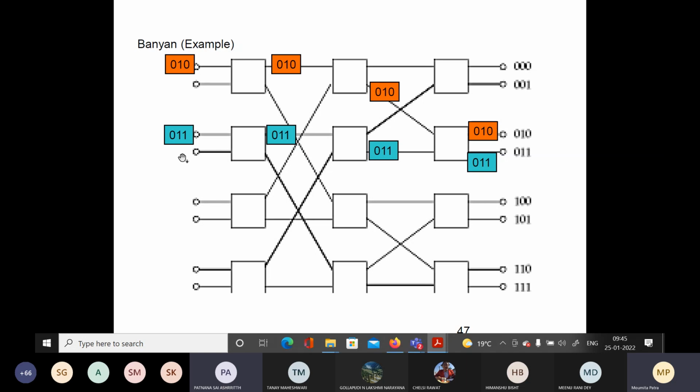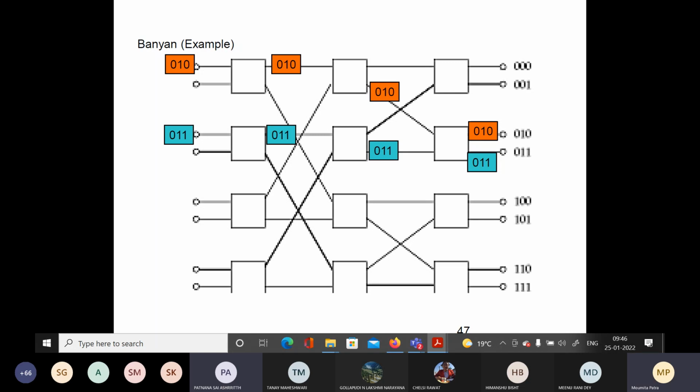Similarly for this one, 0, 1, 1, which is intended for output port 3. What is the first bit? That is 0, so it goes through this path, and reaches the second stage. In the second stage, the switch fabric checks the second bit, that is 1, so it sends it through the line below. Then it goes through the next switch fabric, which checks the third bit, which is 1, and moves it through this one. So this is how this Banyan switch will work.